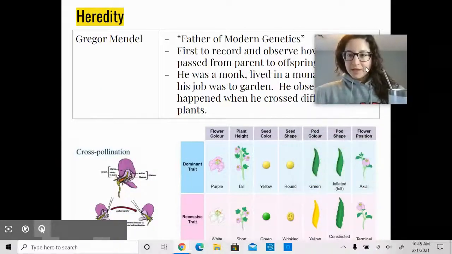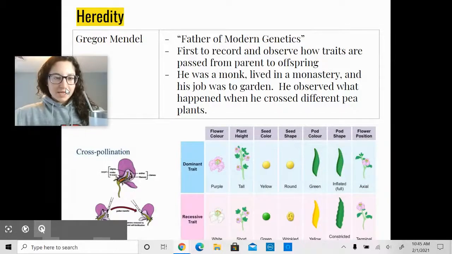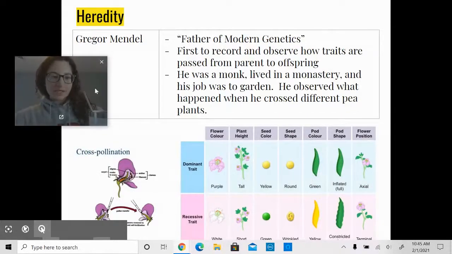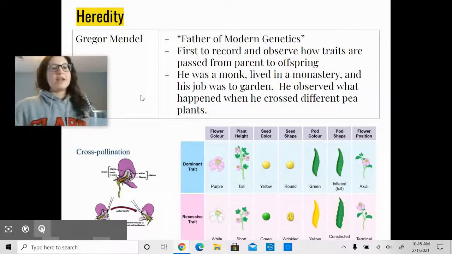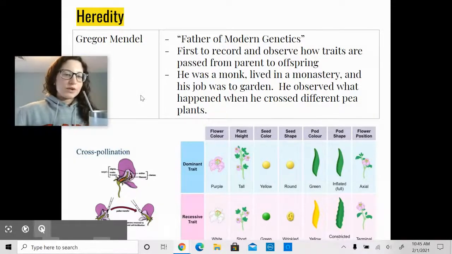There we go. So now I can move my face out of the way again. So before we get started, we need to also talk about this man called Gregor Mendel. And he actually was a monk. He lived in a monastery. That's where monks live. And a monastery is sort of like a little temple environment that's away from modern society.